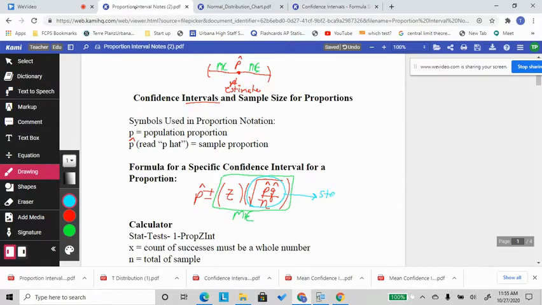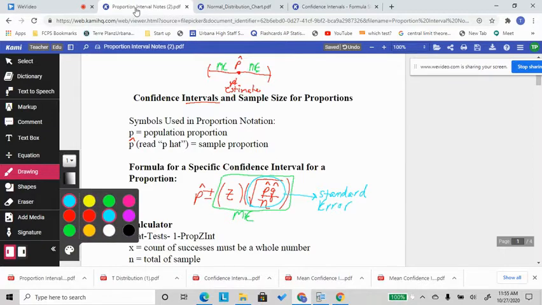You have to know the different pieces. Sometimes I give you the standard error already calculated, and then you just have to put the Z in from your chart. This Z comes from your chart, and we're going to refer to this Z as your critical value. Okay, we're going to refer to that as a critical value. So those are the different pieces.